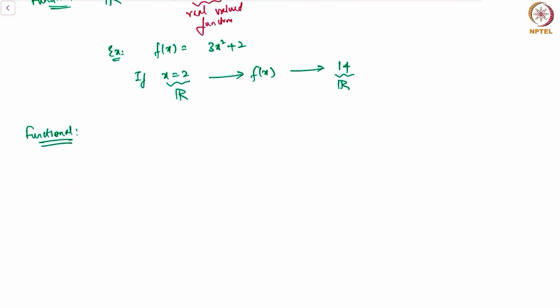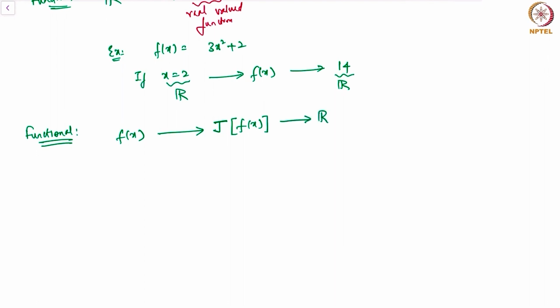What does a functional do? It takes a function f of x, and if I give it to the functional, let's say I call the functional J, that could be E in our problem. We typically represent this functional using square brackets, meaning J is operating on f of x, and then it gives me a real quantity.